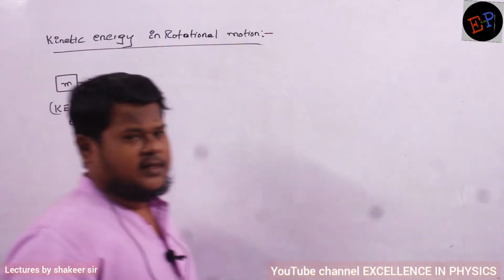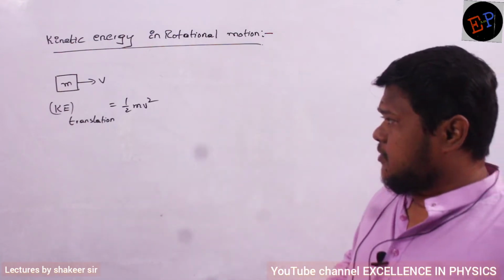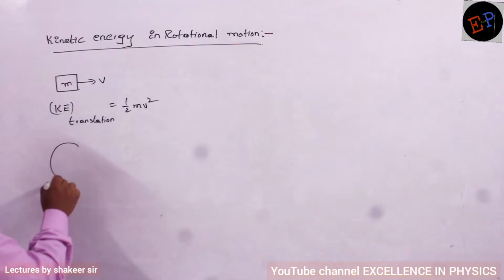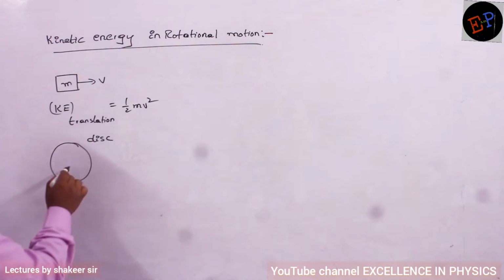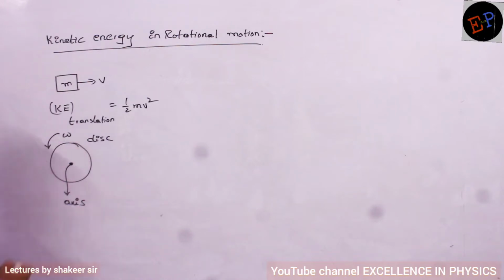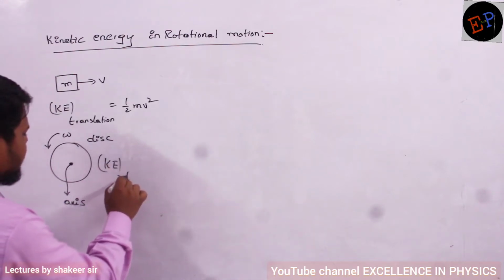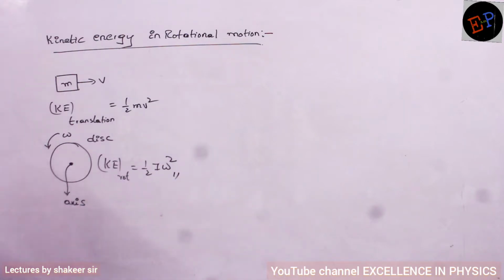Clear? Kinetic energy because of the motion of a body in a straight line, so kinetic energy is equal to half mv square. Similarly, if I take a disk, consider this is a disk rotating about this axis of rotation with an angular velocity of omega. Then its rotational kinetic energy can be written as half I omega square. This is the formula.